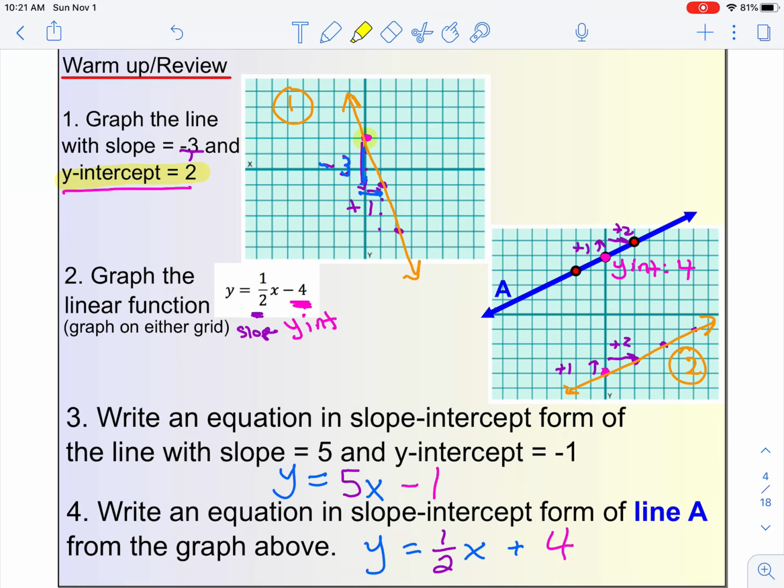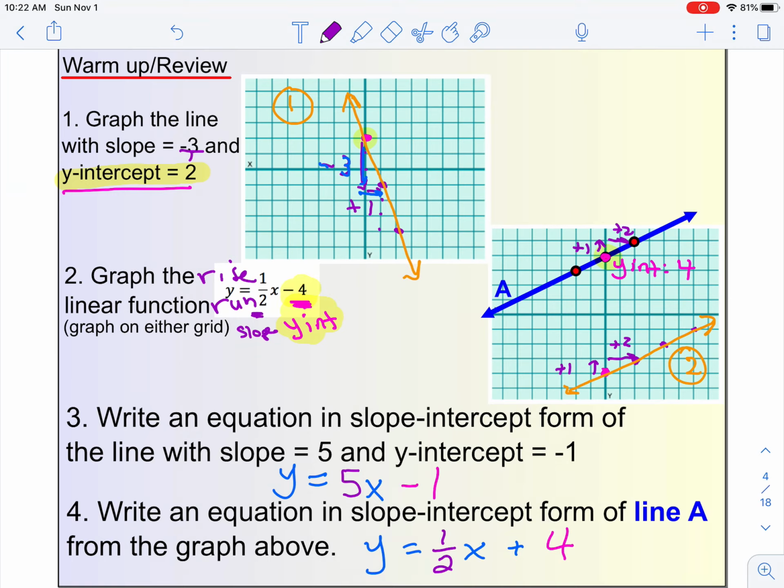The second one, again, you have to pick out the y-intercept here from the equation. And so our y-intercept is at 4. Then again, use your slope. And again, remember slope is rise over run. So I'm going up 1 to the right 2.